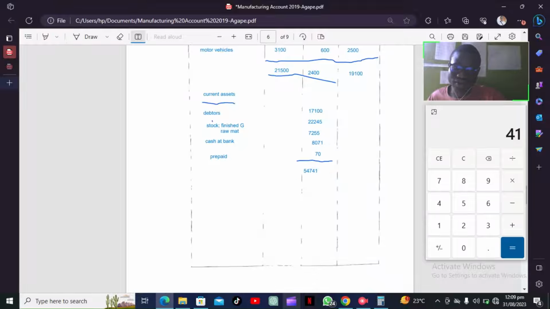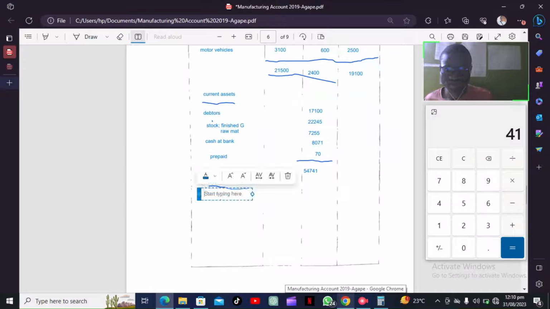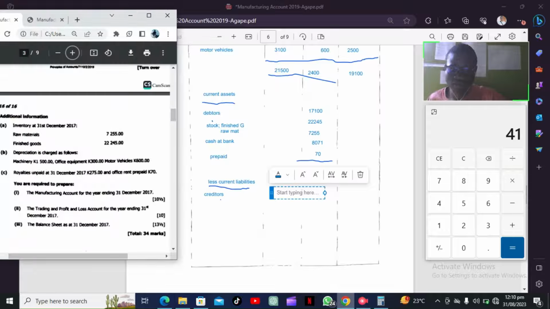Yes. Then now we're going to go to our current liabilities. So we're going to say less current liabilities, and underline. So what are our current liabilities? Creditors. We're going to include our creditors here, which is the same as accounts payable.